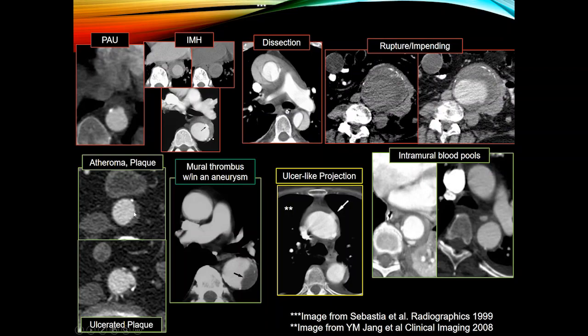This is again atheromas and plaque. These are not of really urgent concern. You can get ulceration of plaque, but again, you haven't really delved beyond the intima. You can get mural thrombus seen within aneurysms. That is not uncommon. Ulcer-like projections may be seen as a consequence of intramural hematoma, and again, these have a more poor prognostic indication where it could lead to dissection or a rupture. These are the intramural blood pools, which are considered a less serious finding.